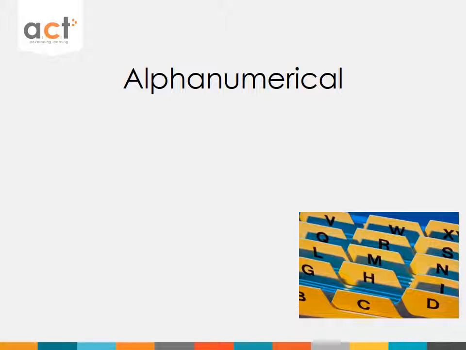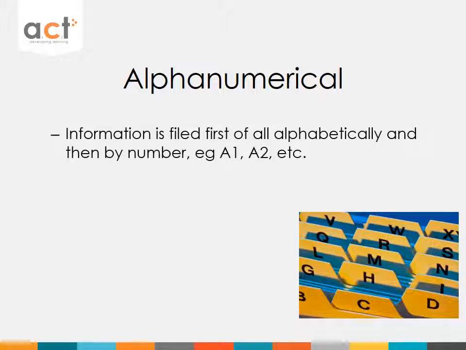In an alphanumerical system, information is filed first of all alphabetically and then by number, for example A1, A2, A3, etc. Again, a card index is required in order to be able to interpret it and use it successfully.